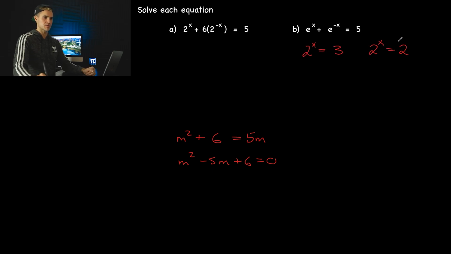Well, let's start off with this one here first. This one is easy, right? 2 to the power of x equals 2 to the power of 1. Same base, we can just drop them, right? So x is equal to 1, so that is one solution.